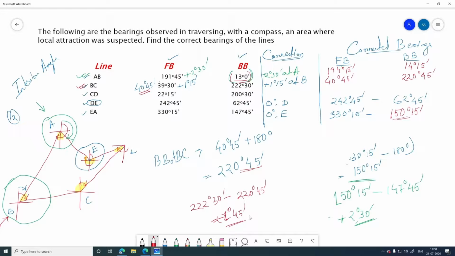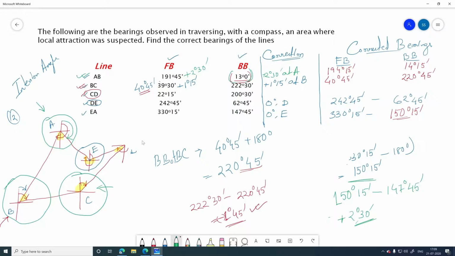So this particular angle, that is minus 1 degree 45 minutes, should be adjusted at which point? Definitely at C point, because it is in the back bearing of BC, right. So back bearing of BC means what? Forebearing of CB. So forebearing of CB means which place? This particular direction. So definitely the correction should be applied at C point.